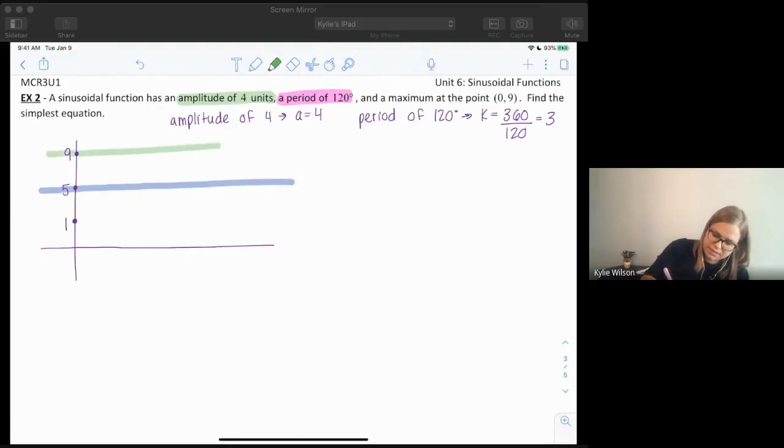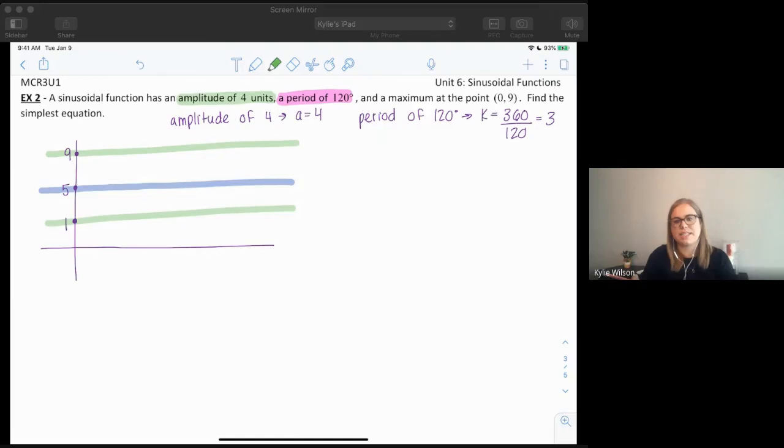And our max is at 9. And our minimum is at 1. So again, how I got that, I put this 9 here. And I know that my amplitude is 4. So I know in between my maximum and my axis, there has to be 4. If there's 4 there, there also has to be 4 here. So that's where all of those numbers came from.